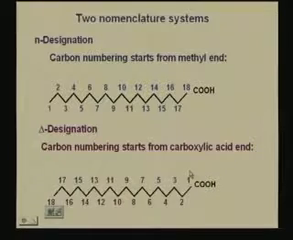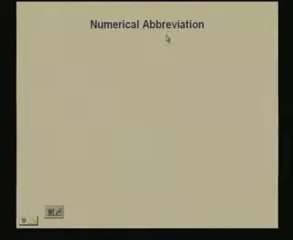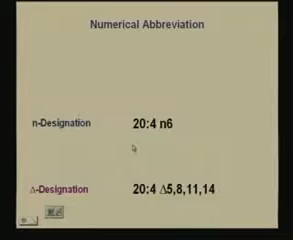In the next slide, we see the nomenclature as to how we can write. This is a fatty acid in the N designation, and what I have below here is a fatty acid in the delta designation. Now, from this nomenclature, you should be able to write the fatty acid. So, we have to know what each of these numbers mean.